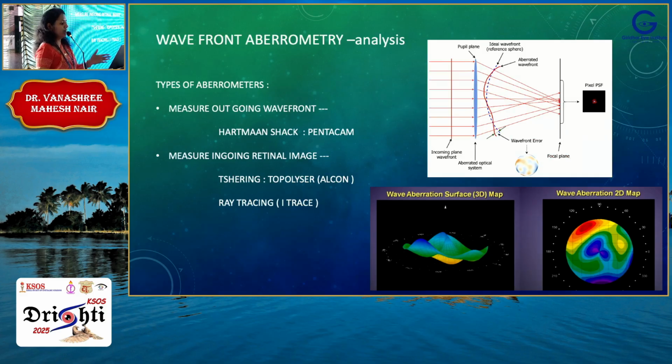So we are doing that with the help of a wavefront aberrometer. So there are two types, Hartmann-Shack and the shearing type. So here you can see the 3D map of the wavefront, how that is getting formed. So now we need to quantitate it. We are seeing it as a wavefront, but how do we quantitate it? How do we actually use it?